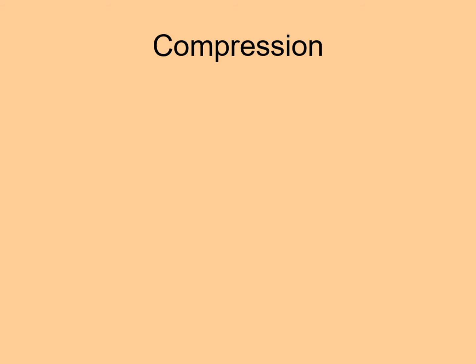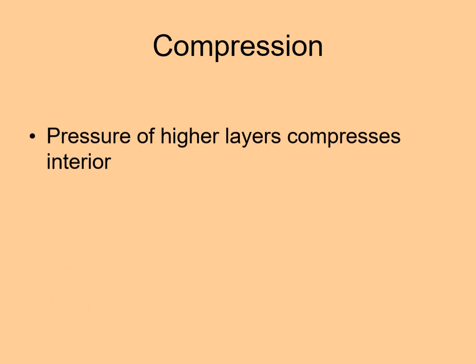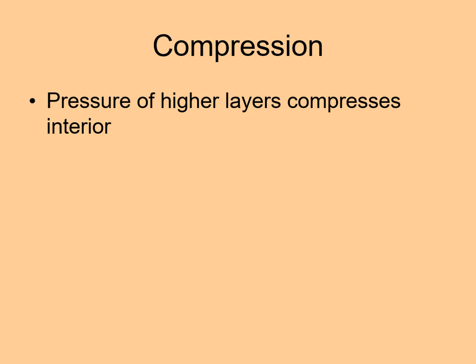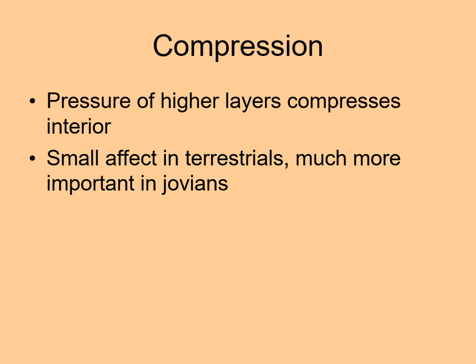The next important process shaping interiors is compression. This is simply the squeezing that happens due to the weight of the overlying material. Compression has a pretty minor effect on the interiors of terrestrial planets. The core of the Earth gets up to a density of only about 8 grams per cubic centimeter because of the weight of the mantle pressing down on the core. This isn't even doubling the density that metal would have otherwise.